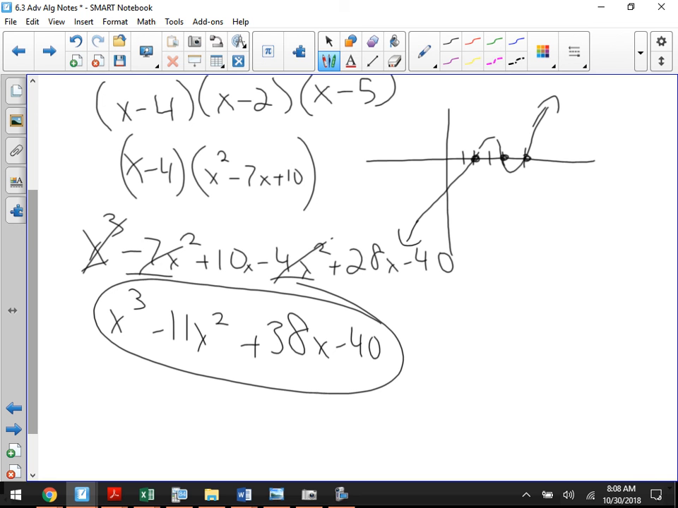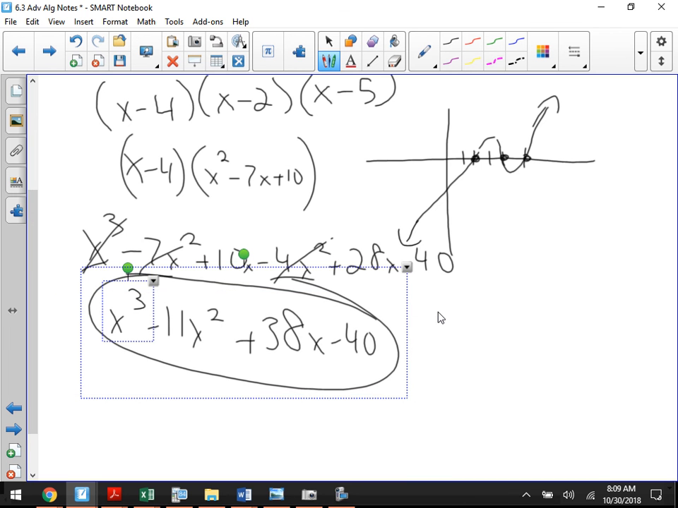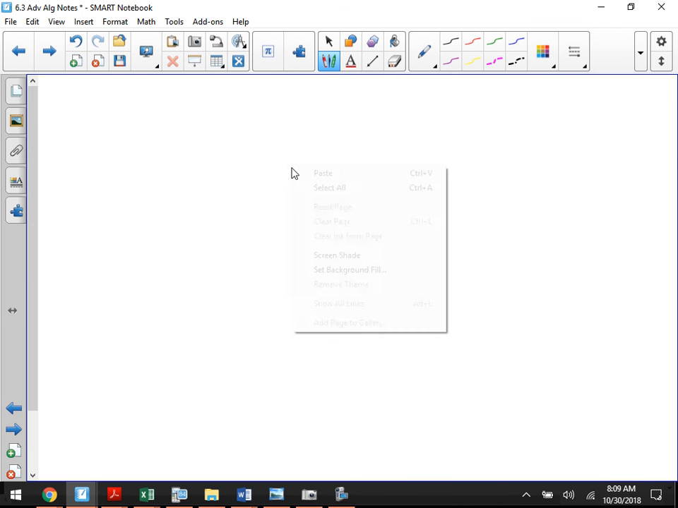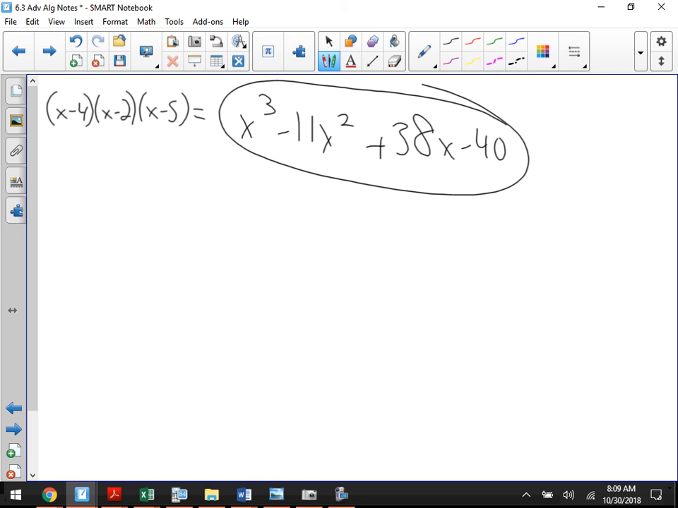All right, let me ask you this. If 2 is a 0, what's its term that generates a 0? X minus 2, okay. So remember when we talked about this? We had x minus 4, x minus 2, x minus 5. If you multiplied it all, you get that. Are we okay with that?